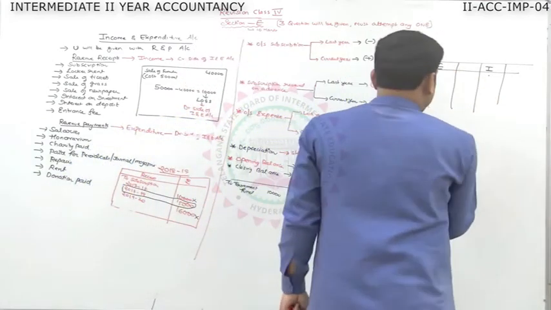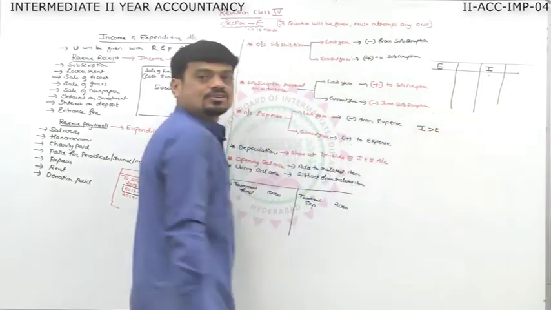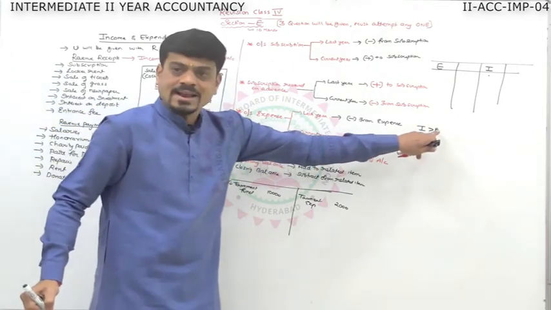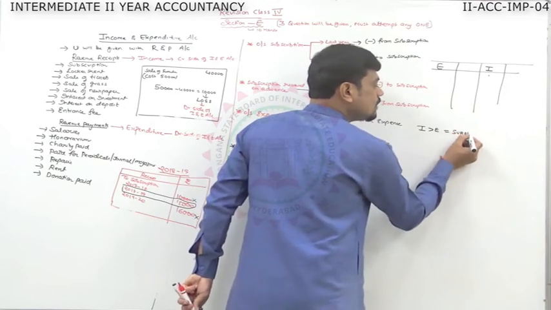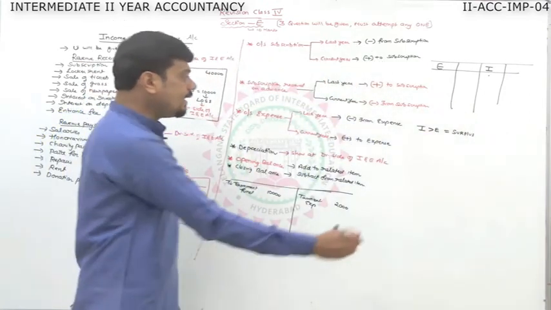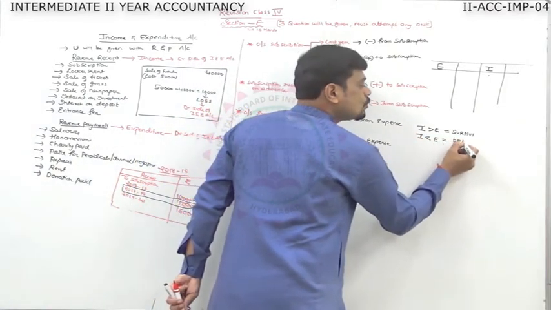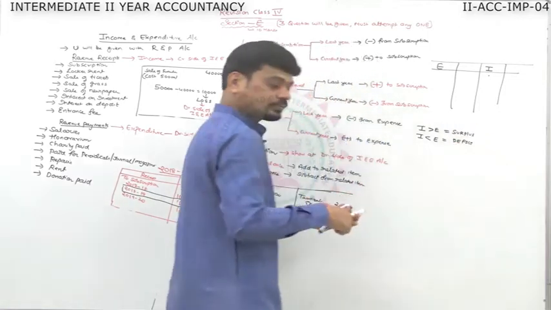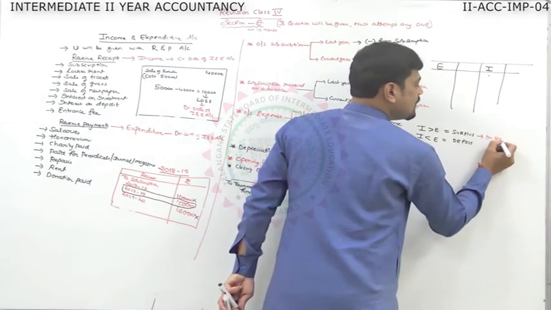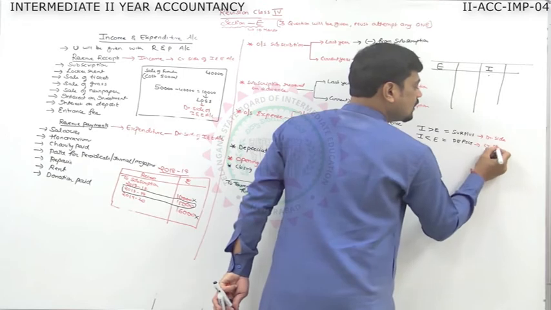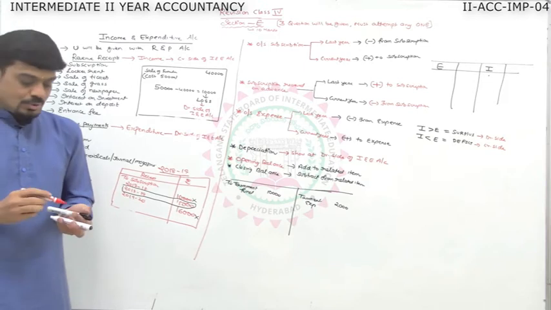Okay. Then, if income is more than expenditure, you will get a difference, which is called surplus. And if your income is less than expenditure, you will get deficit. Sir, if I get surplus, where will I write? You will write on the debit side. This you will write on the credit side. That's it. So 10 marks easily you can score, dear students.